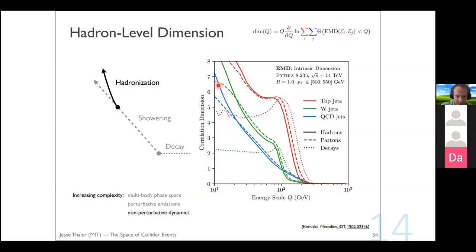You probe at smaller and smaller scales, with smaller and smaller energy scales, which is coming from the QCD emissions, which adds additional complexity to the jets. And there's no specific scale associated with that, which is why there's no peak there. It's just this scaling.